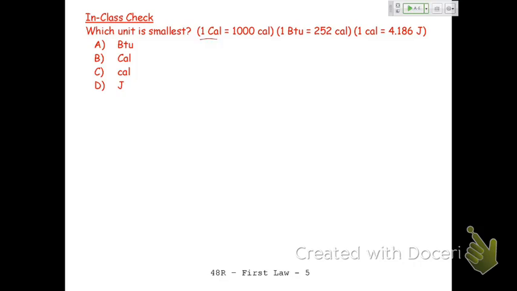So 1 calorie is that many. It can't be that, because one of them is 1,000 of them. And let's have a look. 1 calorie is that, so it can't be BTU, because the BTU is worth 252 calories. So now we got down to calories and joules. And notice 1 calorie is 4.186 joules. So which is the smallest one? The joule.